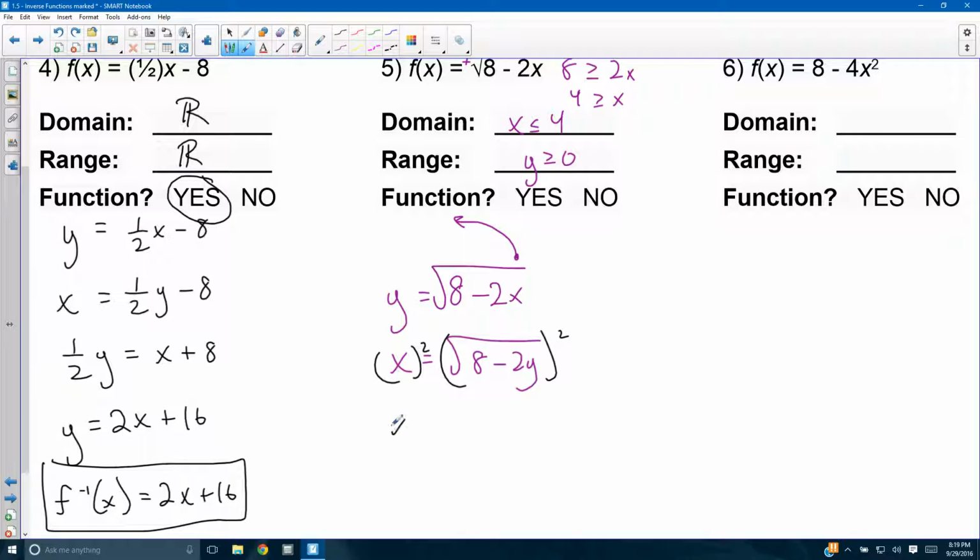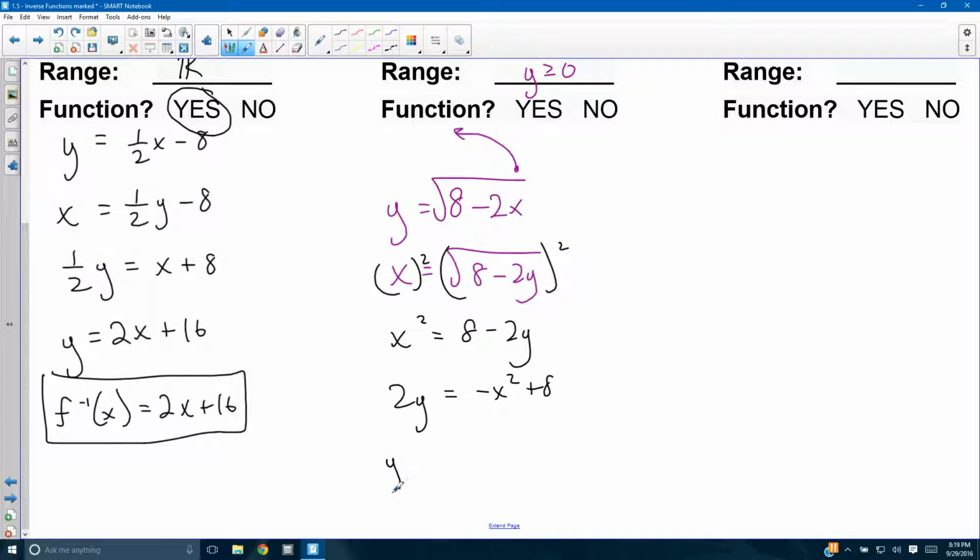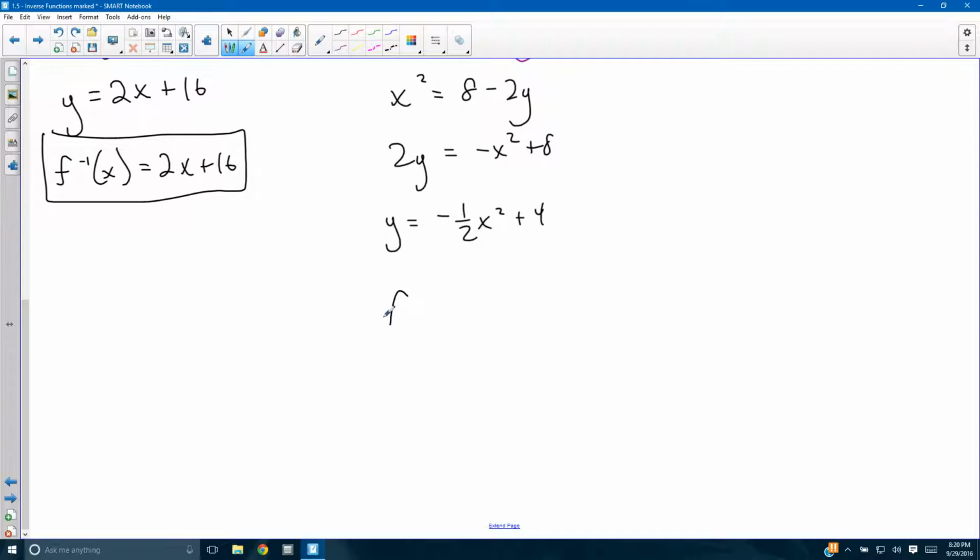And we will now get x squared equals 8 minus 2y. Continue to solve for y. Add 2y to both sides. Subtract x squared from both sides. Divide by 2. We will get y equals negative 1/2 x squared plus 4. So the inverse of the function is negative 1/2 x squared plus 4.